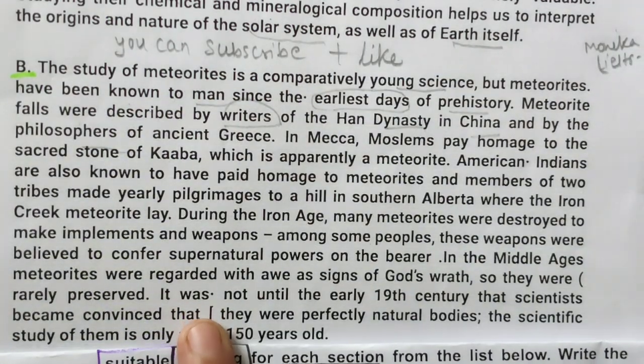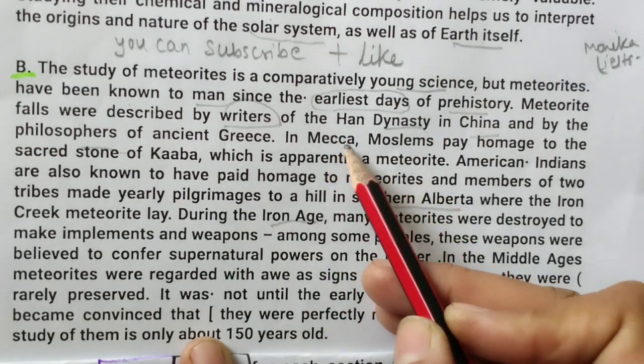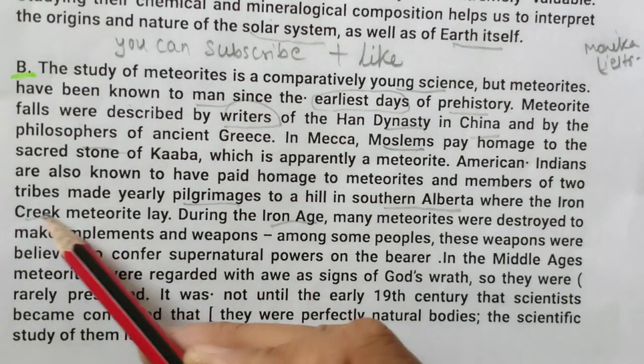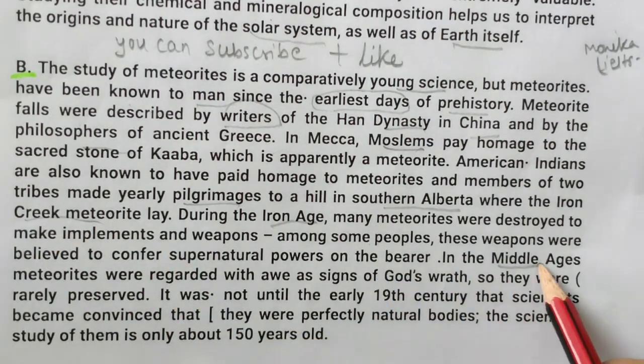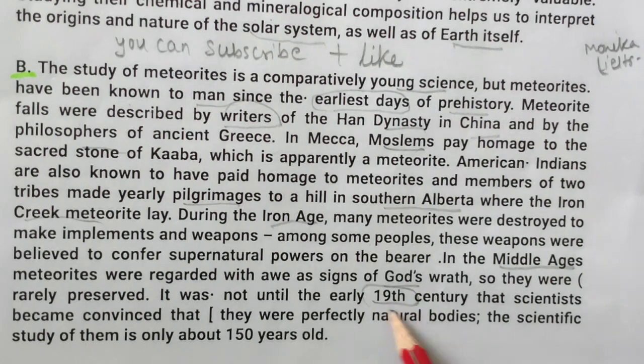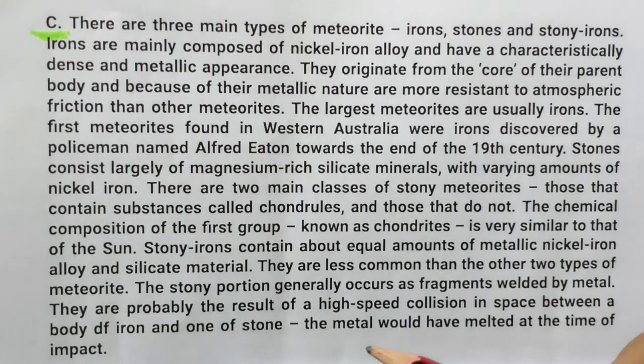Now coming to the next paragraph, but before that, whatever other important words you see, just underline them for the next type of question. 19th century, 150 years old. Now I have done my homework. Now coming to C paragraph. I am showing you the C paragraph in full.